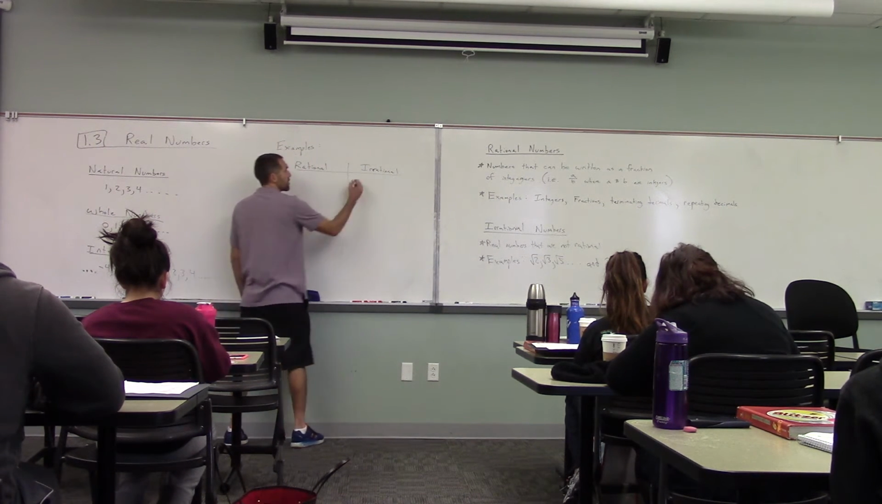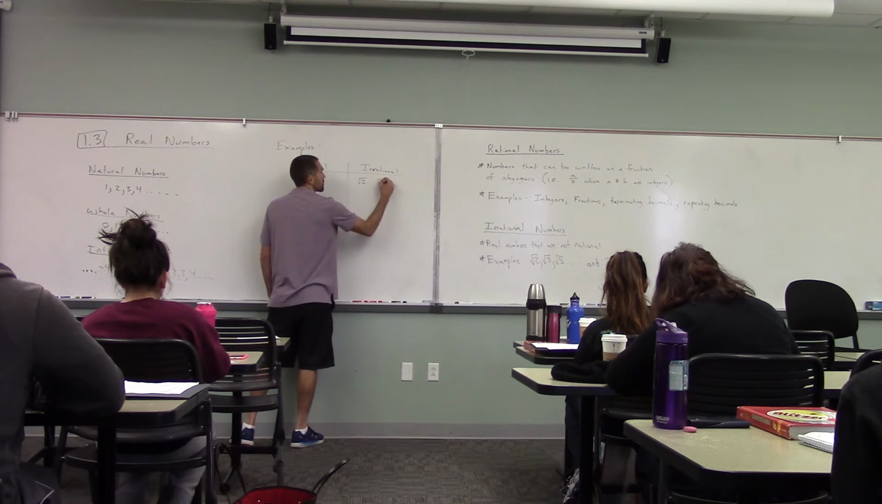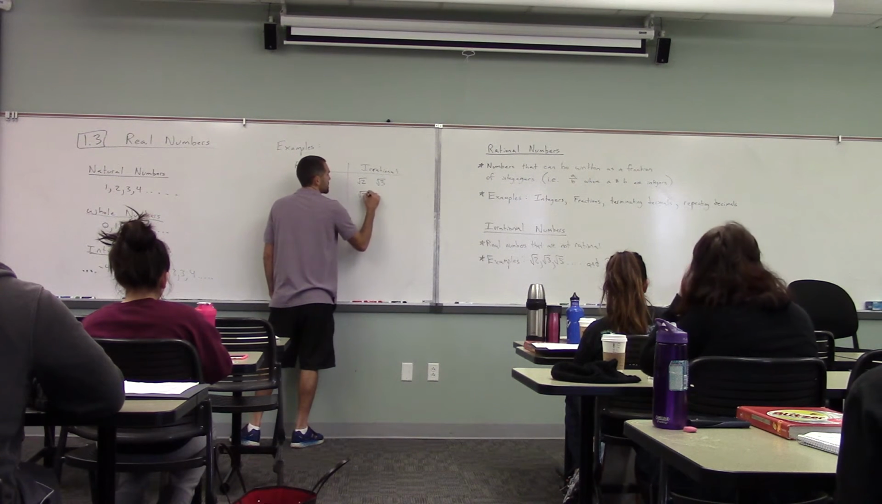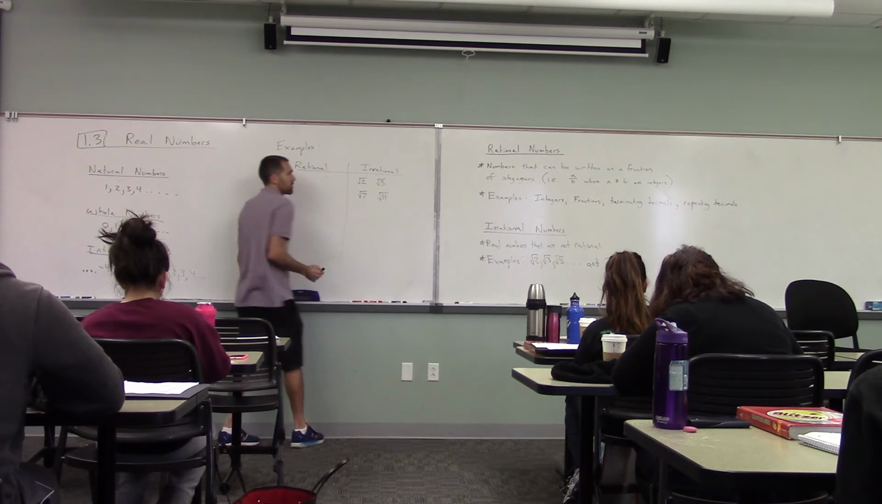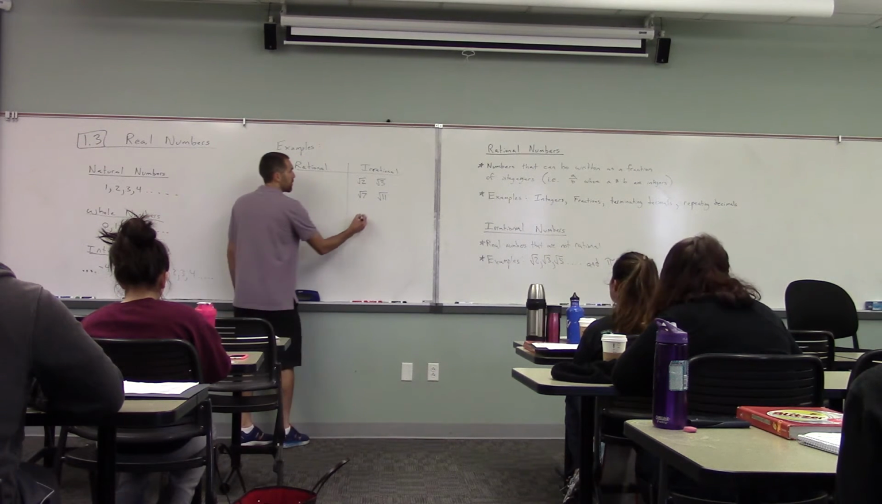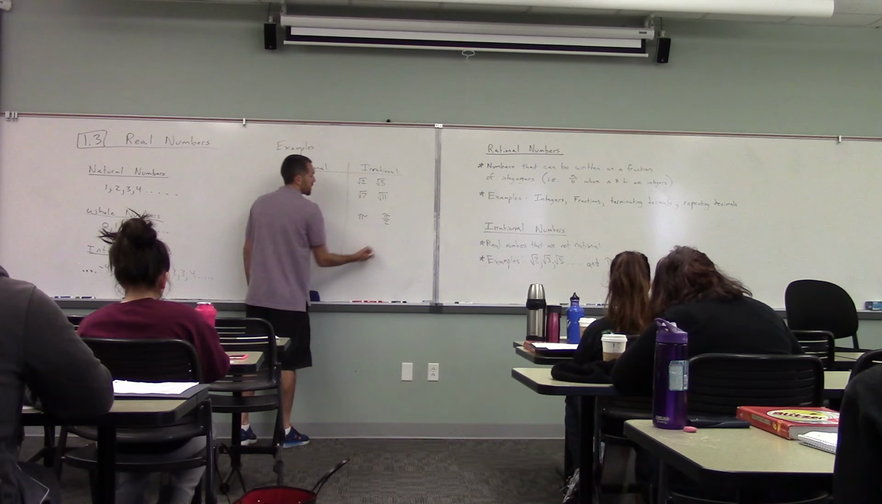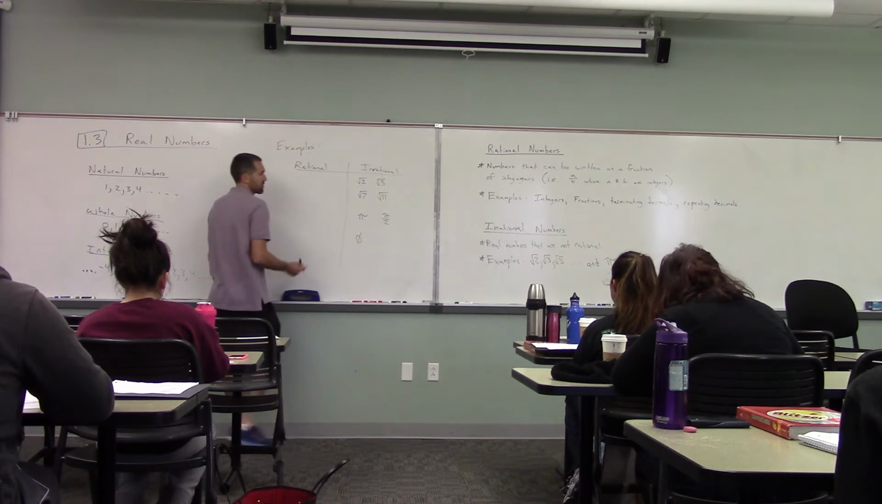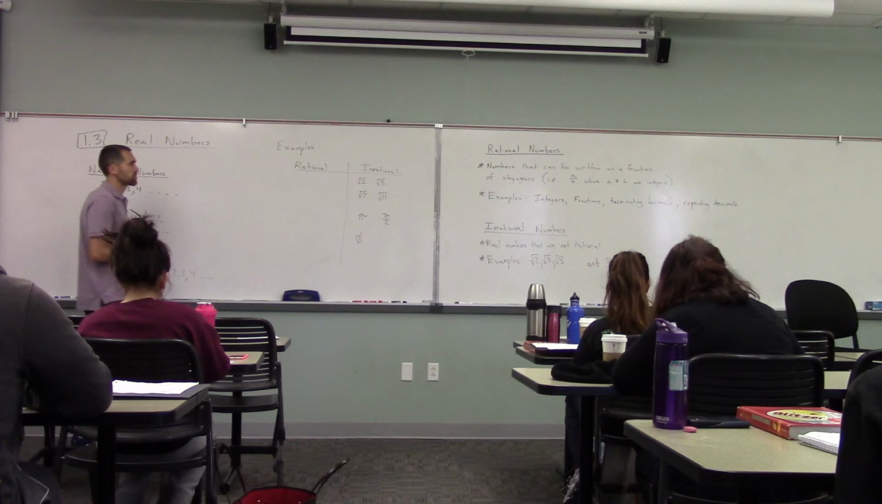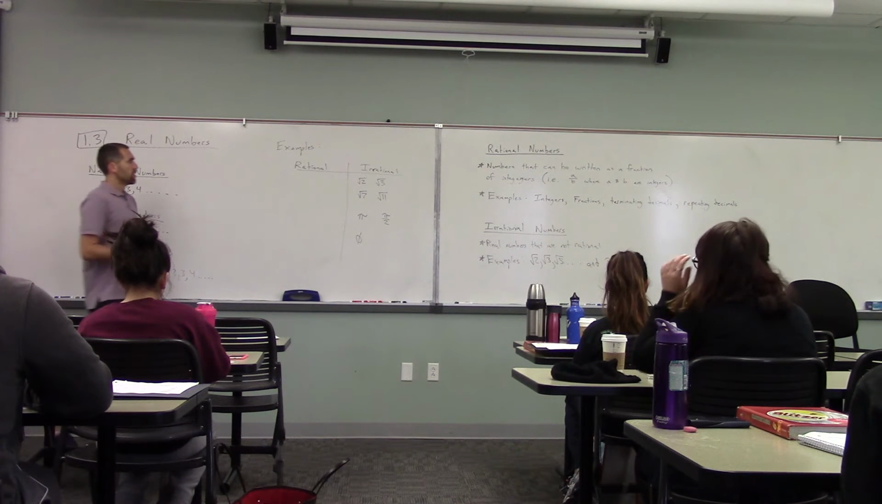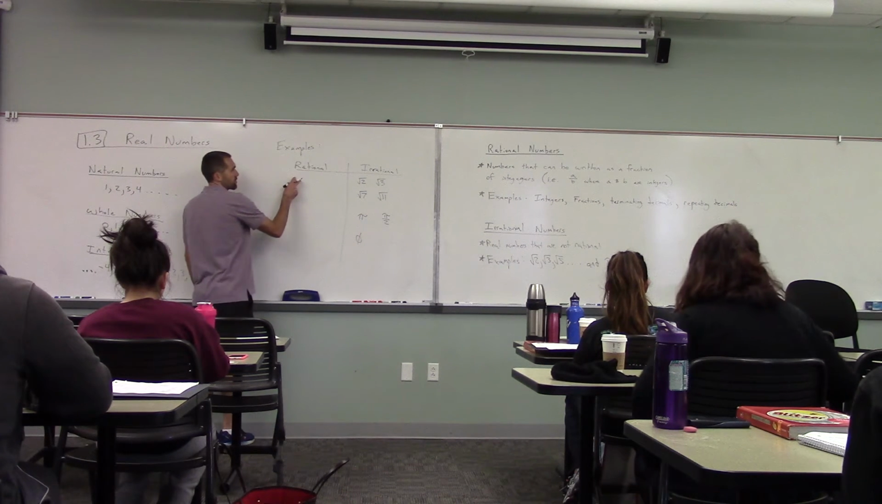Right, we just saw we could do square root of 2, square root of 3, square root of 7, square root of 11. These are all irrational numbers. Pi over 2, okay, phi, which is another constant. Rational numbers is everything else.